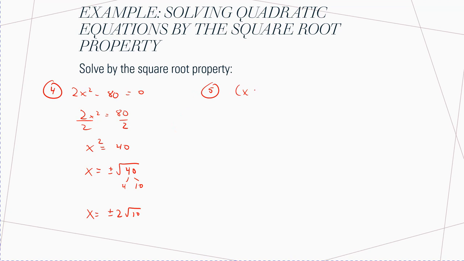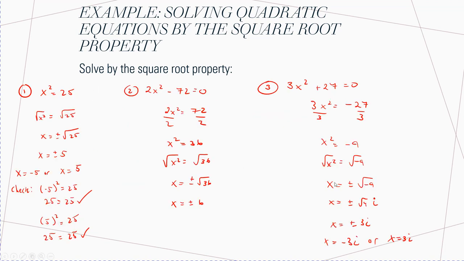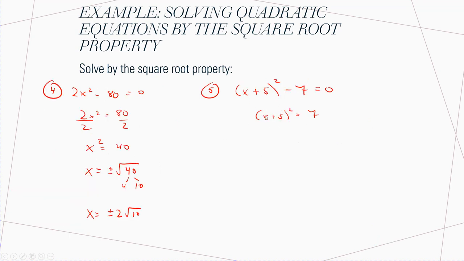Let's look at (x plus 5) squared minus 7 is equal to 0. All right, so how are we going to tackle this one? Well, notice that you have something squared and then a constant here. So let me move the constant over. So I have (x plus 5) squared is equal to 7. Now, in all the problems I've done so far, it's just been x squared, x squared, x squared, x squared.